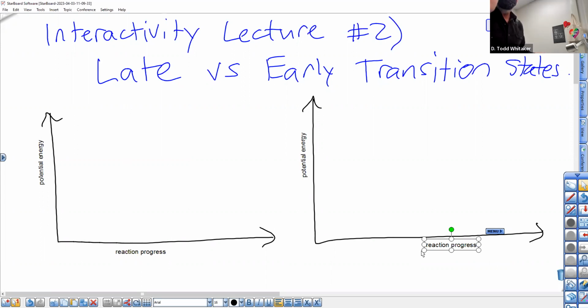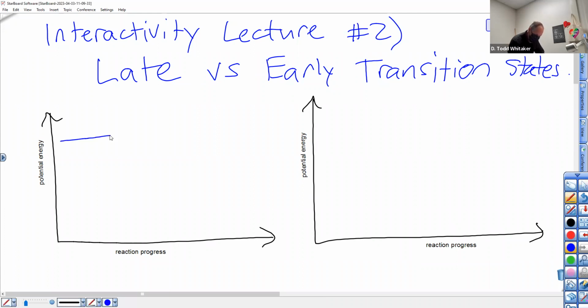Exothermic means heat's given off. Where'd the heat come from? The potential energy started up high and it went down. Energy is neither created nor destroyed in this universe. If your potential energy is going down, what's going up by the exact same amount? The kinetic energy. But this is not a kinetic energy diagram, it's a potential energy diagram. So in an exothermic reaction, you start high, you go low.